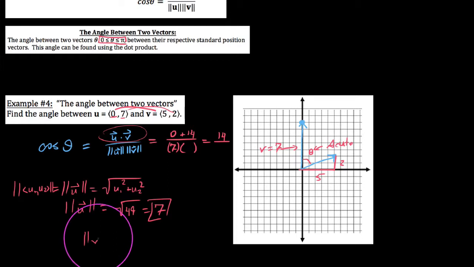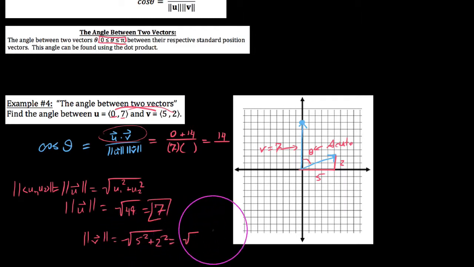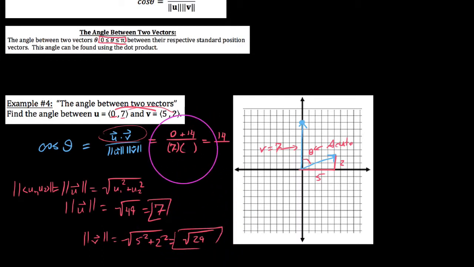We say, all right, well, the modulus of vector v here is the square root of 5 squared plus 2 squared, which is the square root of 25 plus 4, the square root of 29. Okay, so we get root 29 here. So we could say the cosine of all this, and sorry for the handwriting here, is 14 over 7 root 29. And so this is not a horrible thing to get here.